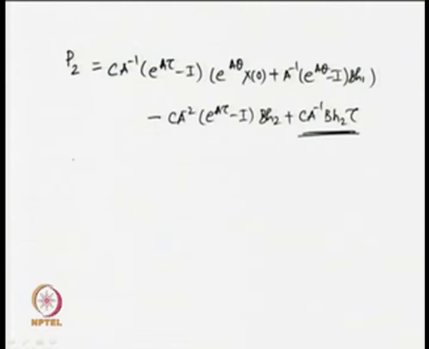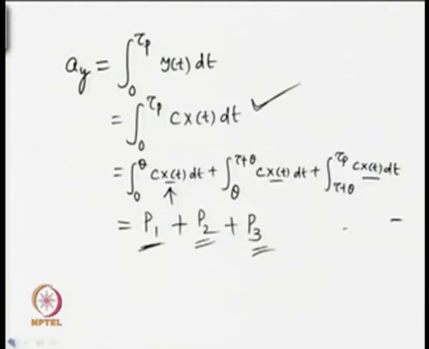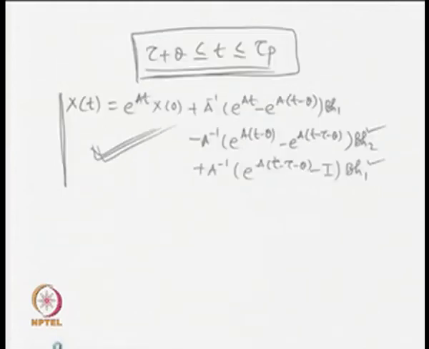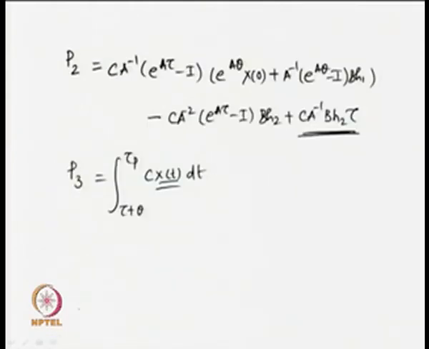Now, I will try to find the third part P3, for which we have the integral starting from time tau plus theta to tau p of C x t dt. So, the x t for this one will be which one? The x t for this one is this one. So, when this x t is substituted in P3, then we obtain that expression in the form of integral from tau plus theta to tau p.